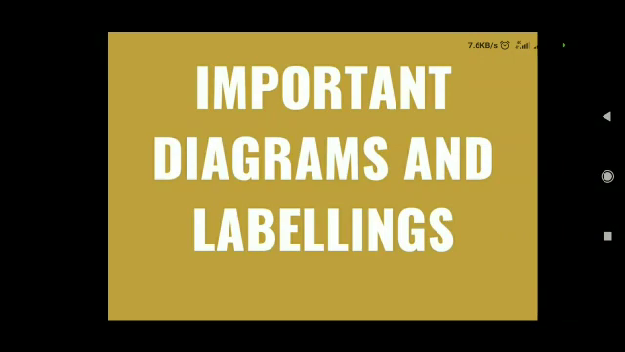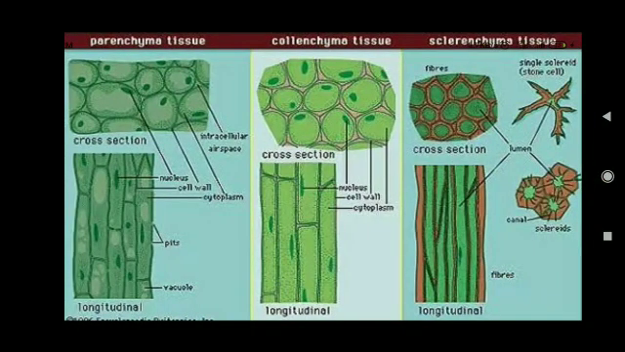In this video we discuss important diagrams in labeling. This is a diagram of simple permanent tissue. As you know, parenchyma, collenchyma and sclerenchyma are the simple permanent tissues. A few layers of cells beneath the epidermis are generally simple permanent tissue.